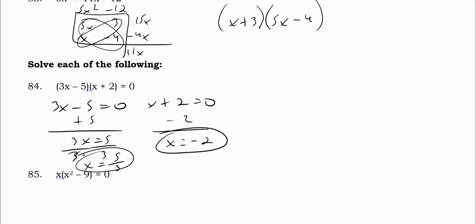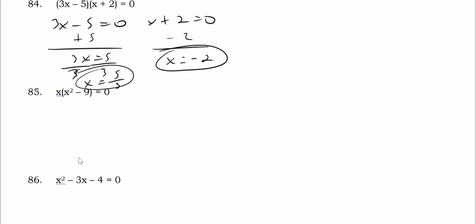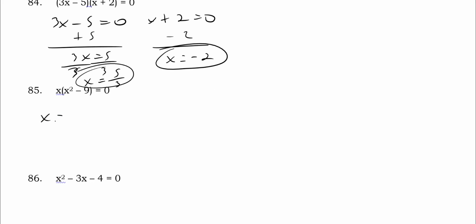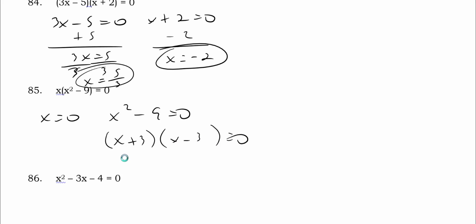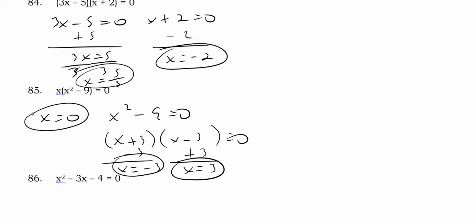Okay, this one's again already factored for you. So it's x equals 0 and x squared minus 9 equals 0. Well, you got to factor this a little bit more, though. That's x plus 3, x minus 3. So subtract 3, x equals negative 3, and add 3, x equals 3. So 3 answers, 0, and don't forget the 0, guys, that's important.